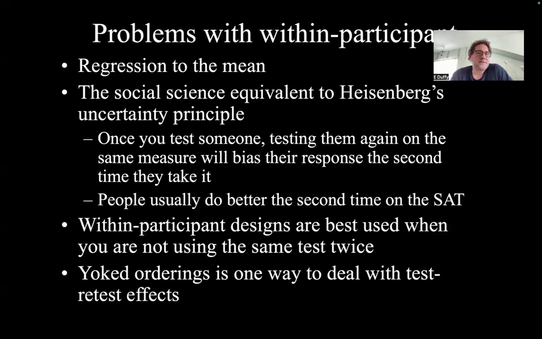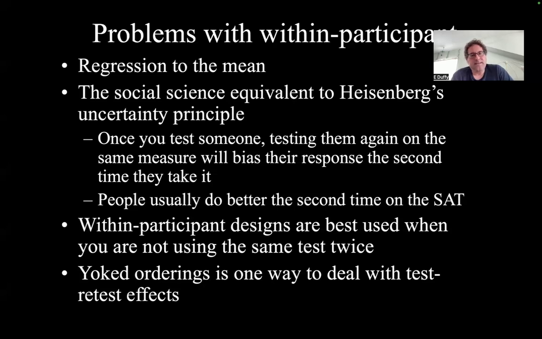The Milgram experiment is a good example, but in any survey where you ask someone to answer 10 questions about their views on the environment, they'll remember if they did it a week ago, what they answered a week ago. So this is a problem with within participant designs. So within participant designs are best used when you're not using the same exact test twice. And for more advanced designs, there's something called a yoked ordering, but we don't need to worry about that too much right now. But that's where you start half of your participants with a within subject design, and you do the order in two different ways.